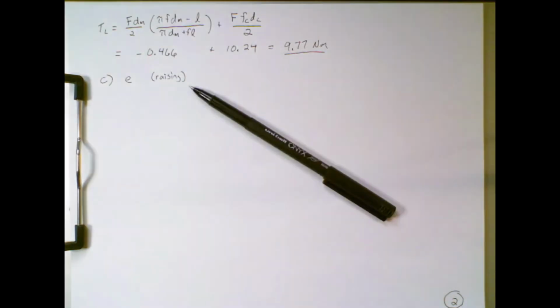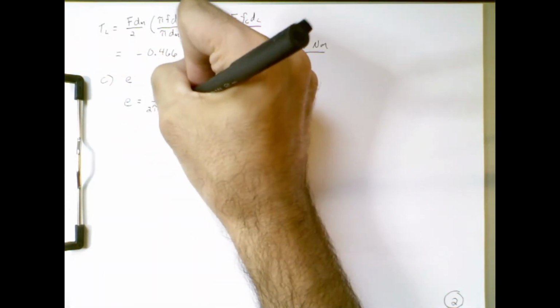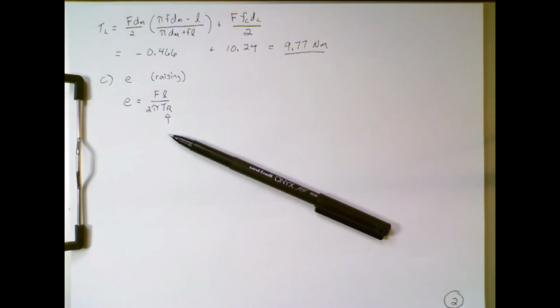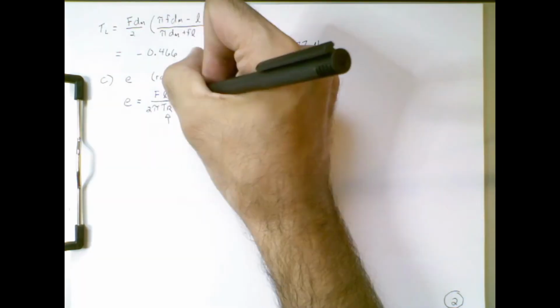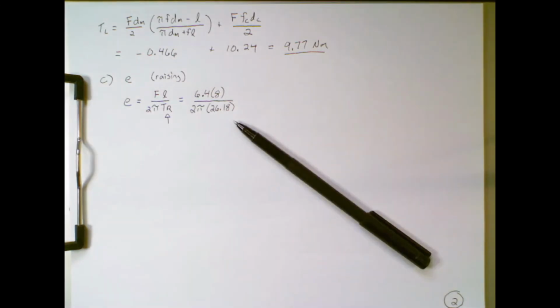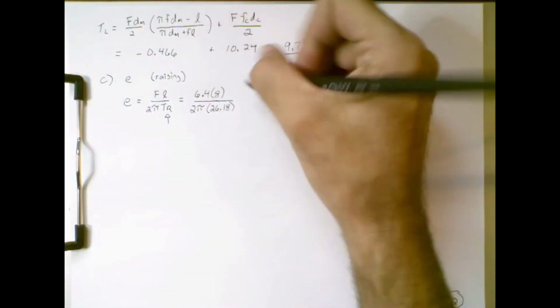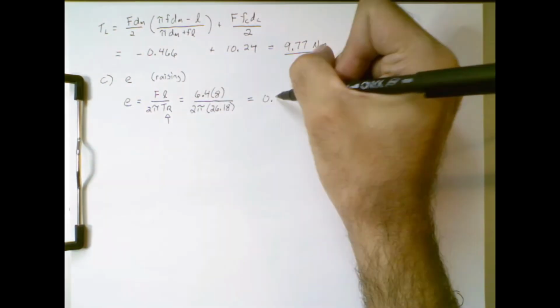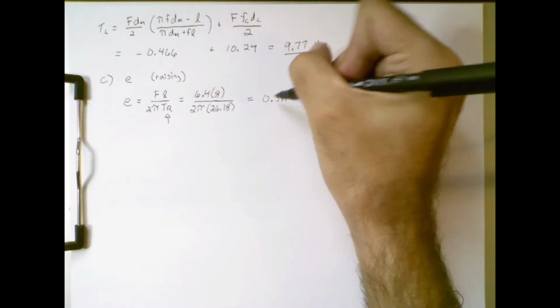Part C asks us for the efficiency of the screw. We're going to look at the efficiency of the screw while raising the load. We obtained the torque required to raise the load from part B. And if we plug in all of the numbers, this is what we get. Just to make clear, as far as unit management, we get very similar cancellation to what we saw in the previous part. If we calculate this out, we find that we have an efficiency of 31.1%.